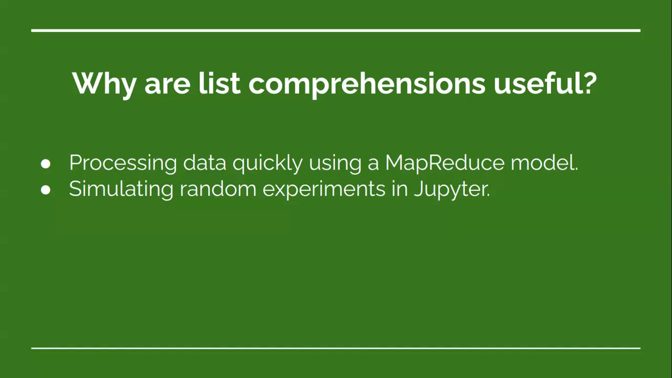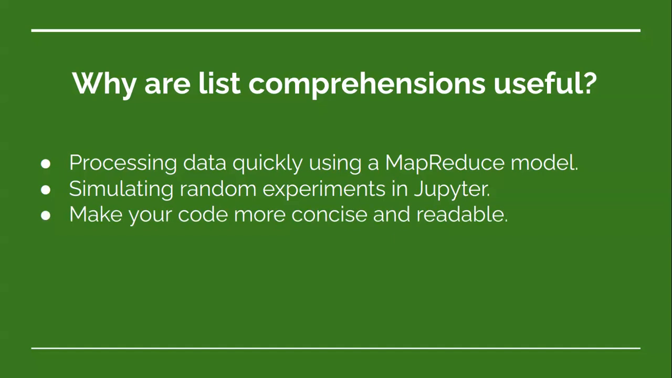Simulating random experiments in Jupyter. If you're a data scientist, you've likely run some tests using sample and random and all that good stuff in a Jupyter notebook. These are just two examples, of course. In general, I would recommend using list comprehensions wisely in order to make your code more concise and readable. If you're a Python programmer, this is a mindset you should be well versed with, and if you're new to the language, it's one you should learn well.